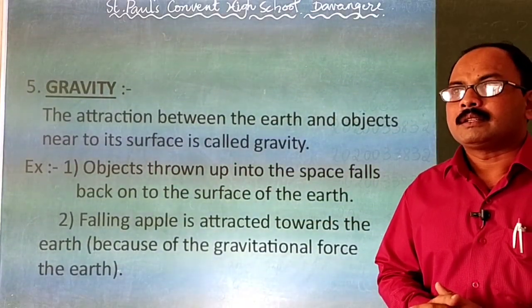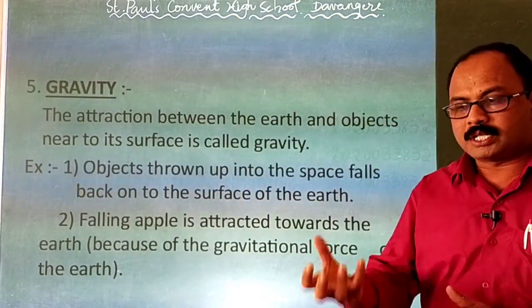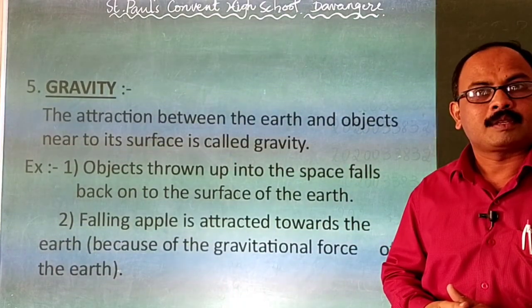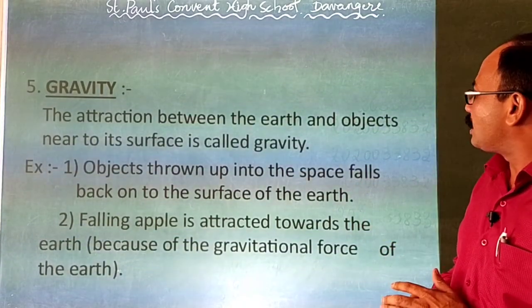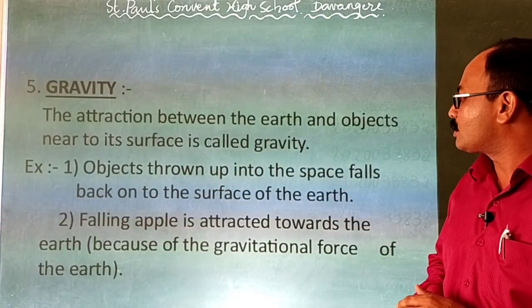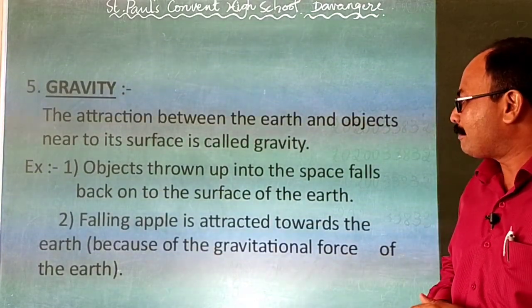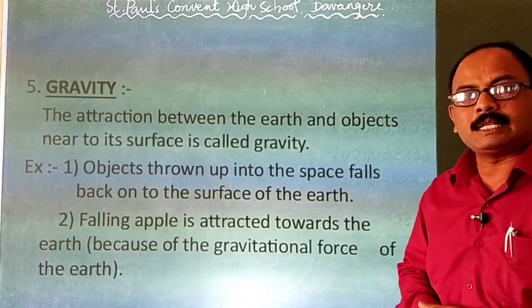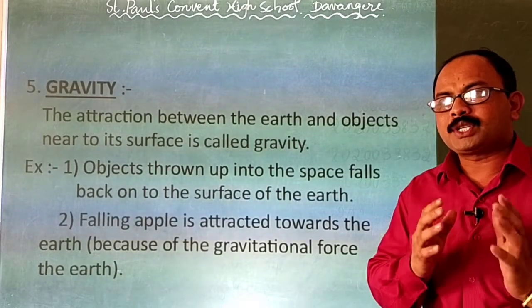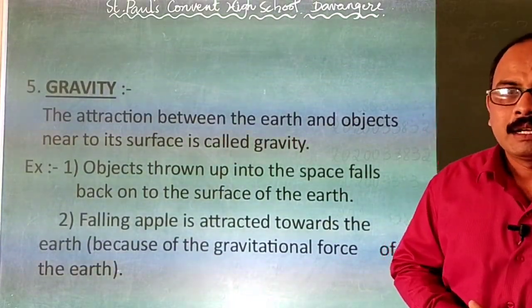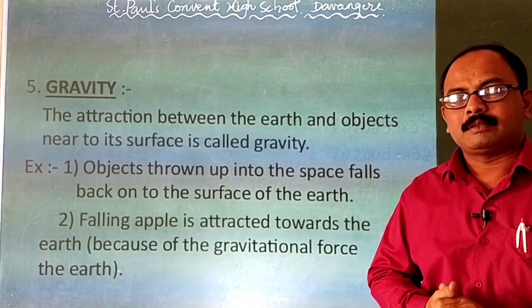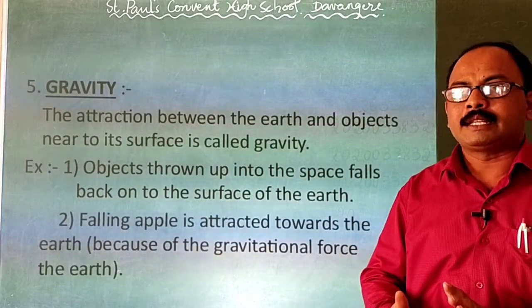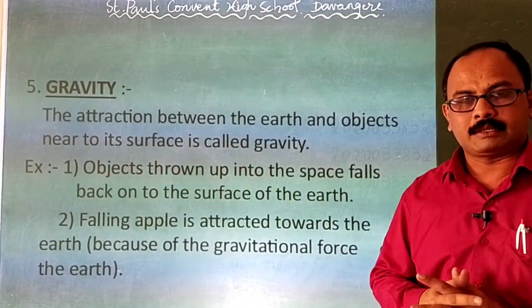Example: a coconut falls towards the earth. An apple fell towards the earth. Objects thrown up into the air fall back onto the surface of the earth. A falling apple is attracted towards the earth because of the gravitational force of the earth. Your question now: the falling of the apple. The apple fell down because it gets attracted towards the earth.